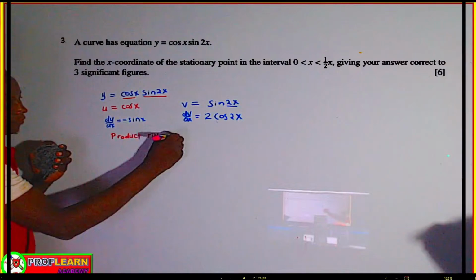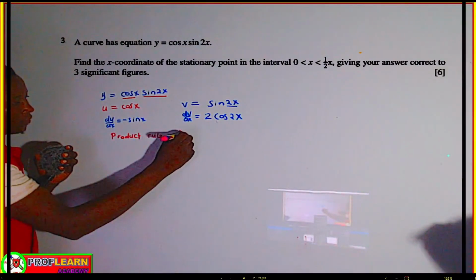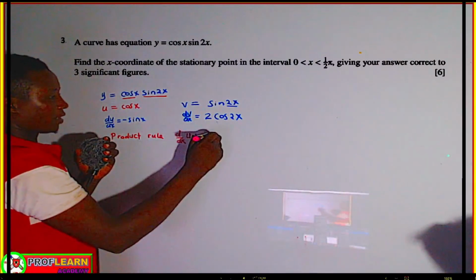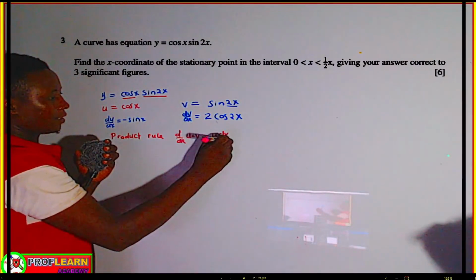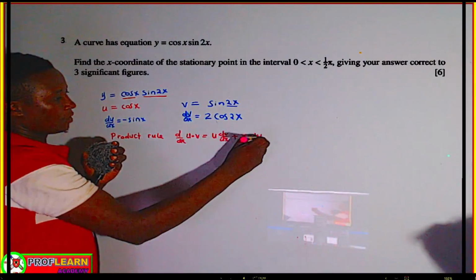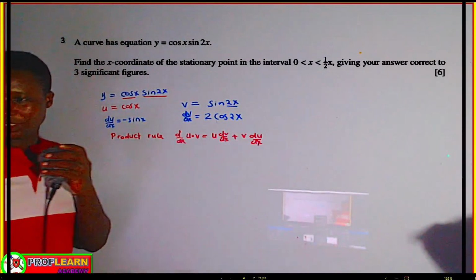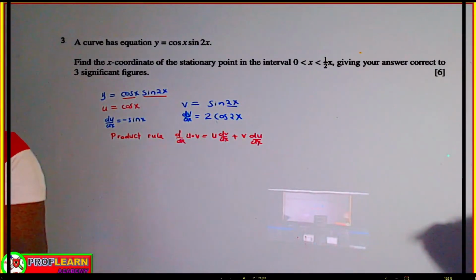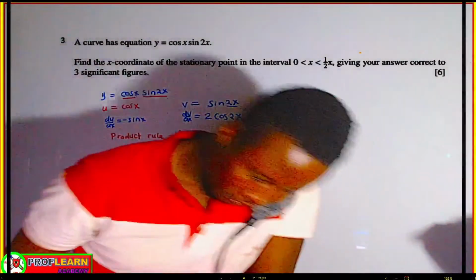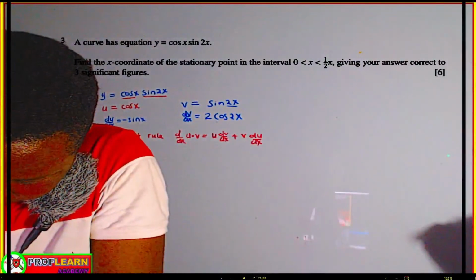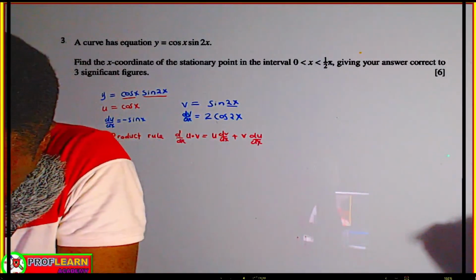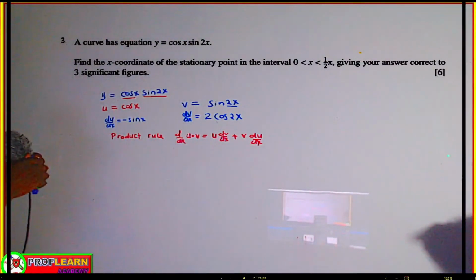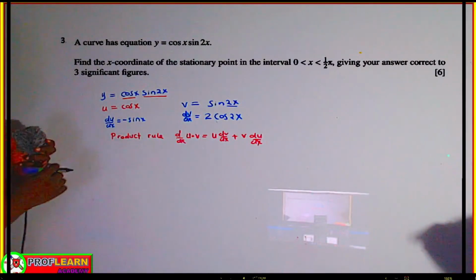So if you are finding d/dx of two functions multiplied together, we say it is the first function u dv/dx plus v du/dx. So once we have that, we can now substitute the functions that we have at this point.